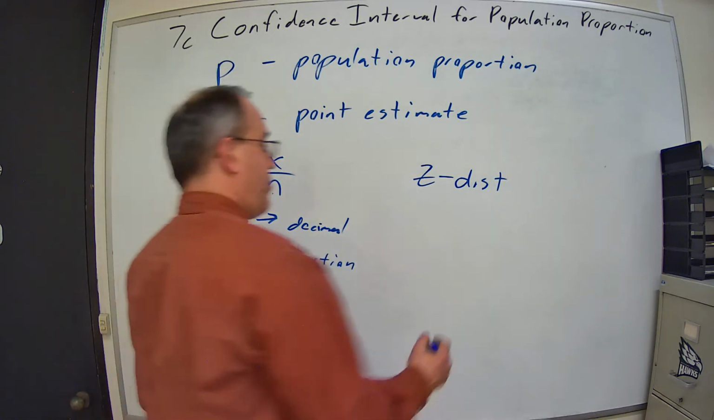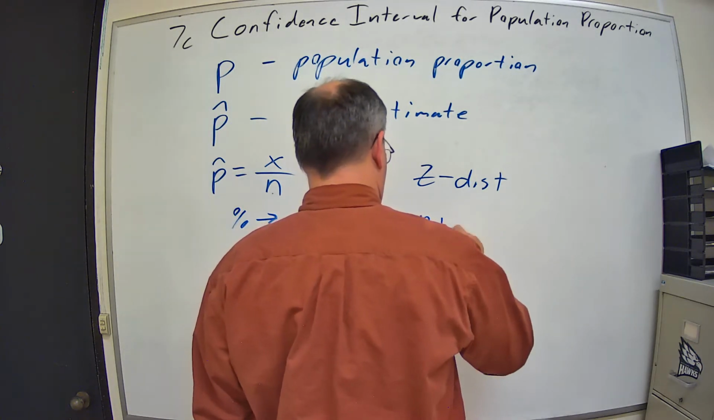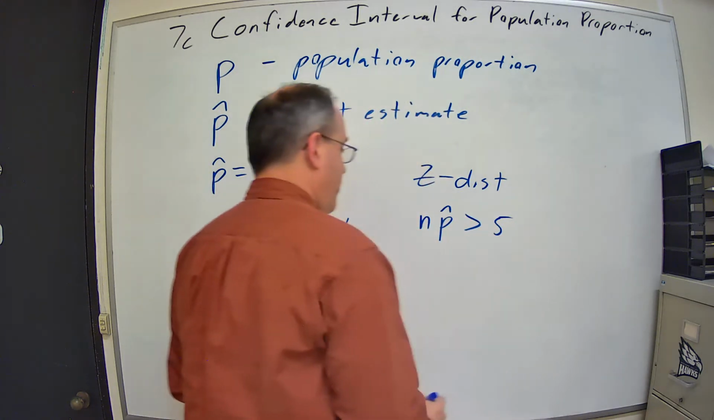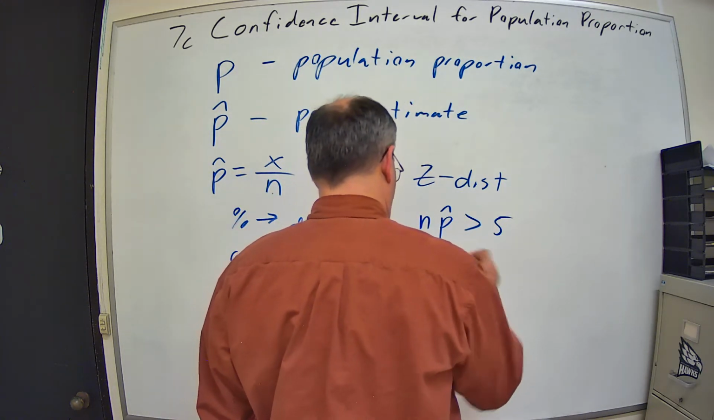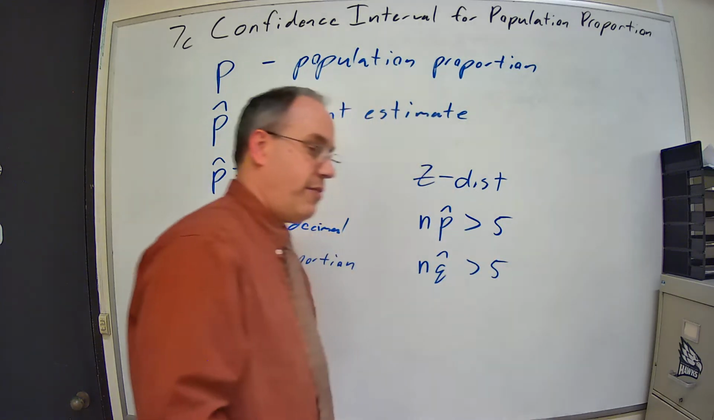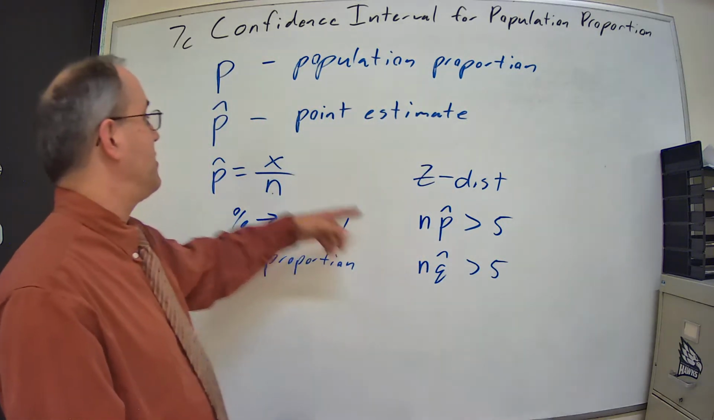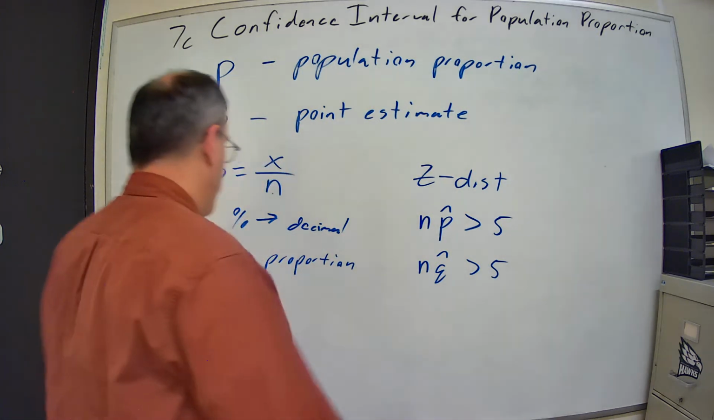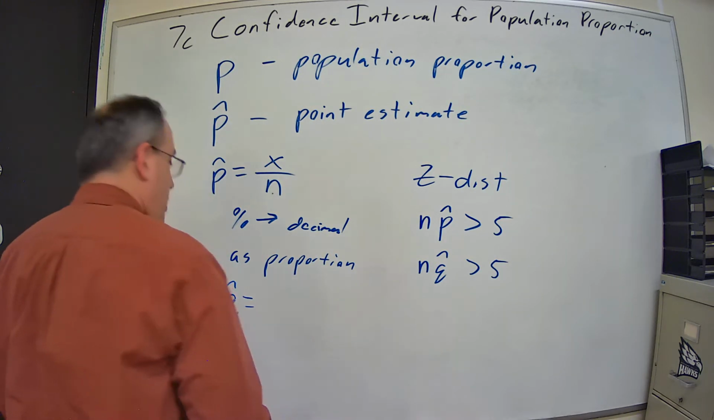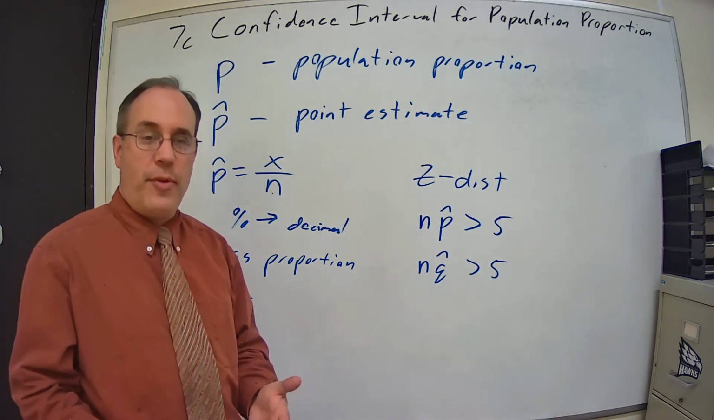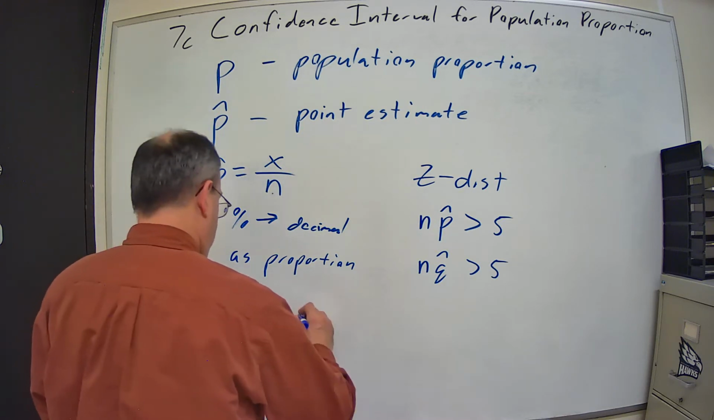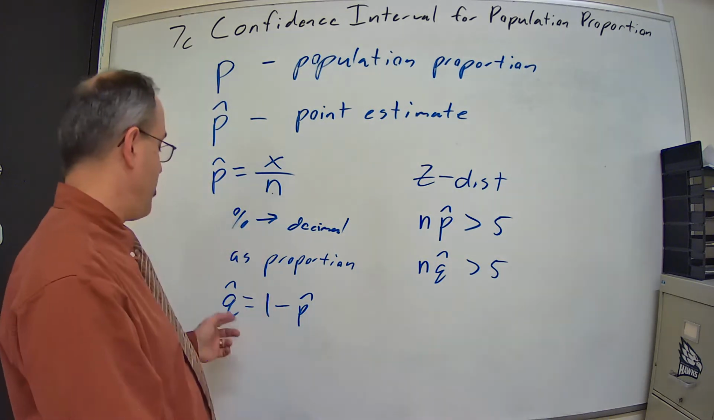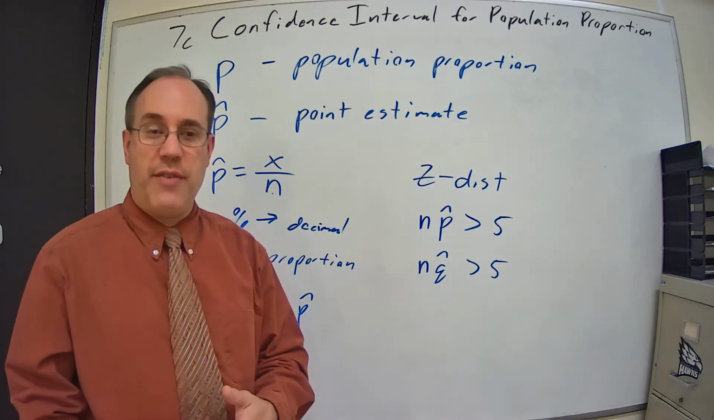So that calculation that we do is we take n times p hat, and that has to be greater than 5, and we take n times q hat, and that has to be greater than 5. Now we know what p hat is, that's the sample proportion, so I guess the question is, what's q hat? Well, q hat is the complement of p hat. So that's just 1 minus p hat. If p hat is 0.37, then q hat is 1 minus 0.37 or 0.63.